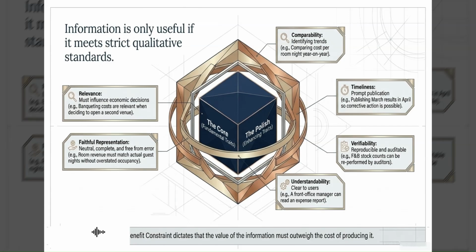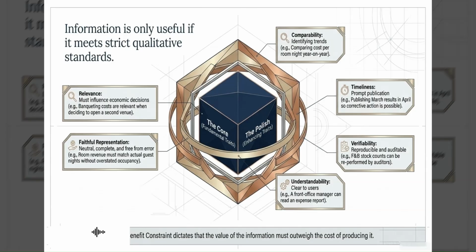Comparability. Users must be able to compare this information with other businesses and with the same business in earlier periods. That is how trends become visible. Cost per available room this year against last year. Your lodge against a competing lodge of similar size. Comparability is the reason we insist on consistent accounting policies from one year to the next. Change your method every year, and your own history becomes unreadable.